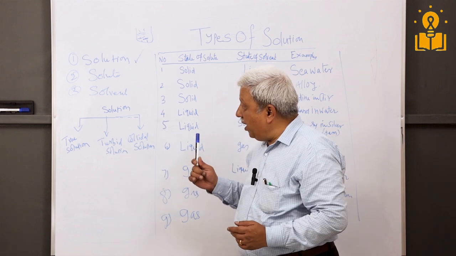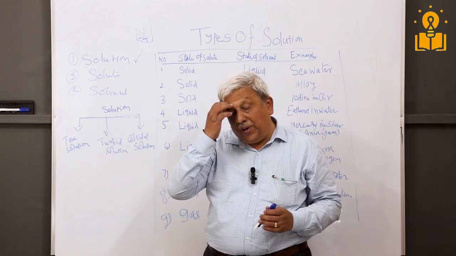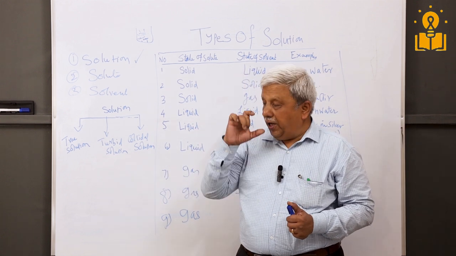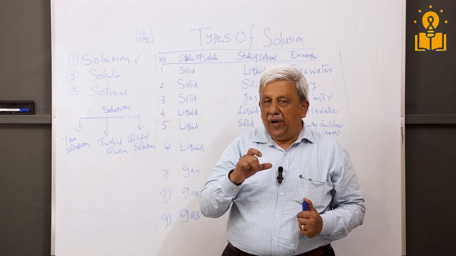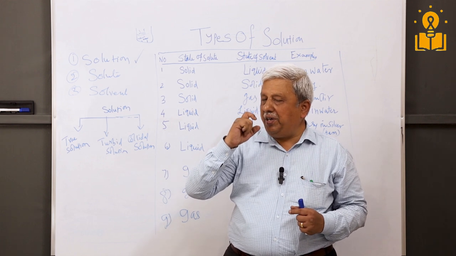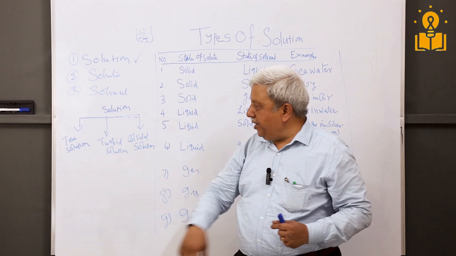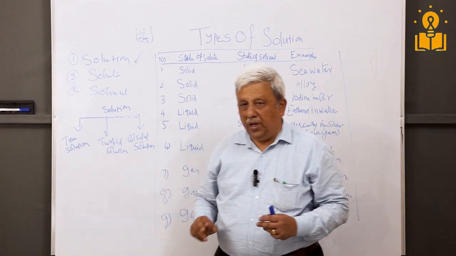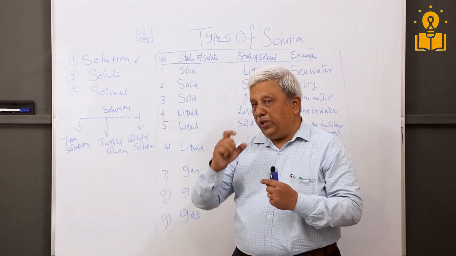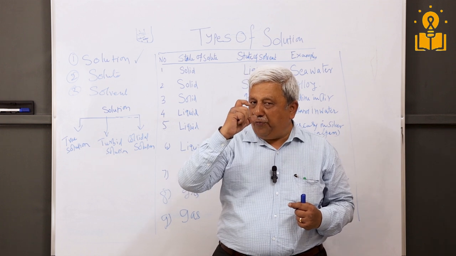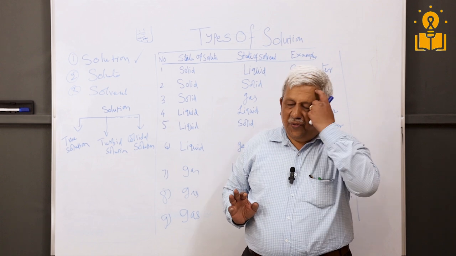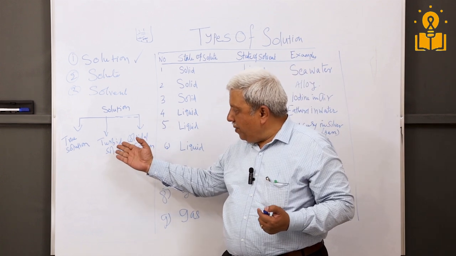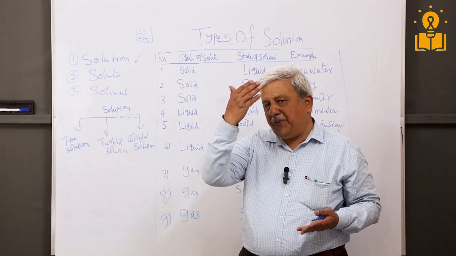In this way we can also define the solution. It is a mixture of solute and solvent where the two different phases cannot be distinguished from each other. That is called a true solution. While where the two different phases can be differentiated from each other, that is called a turbid solution.